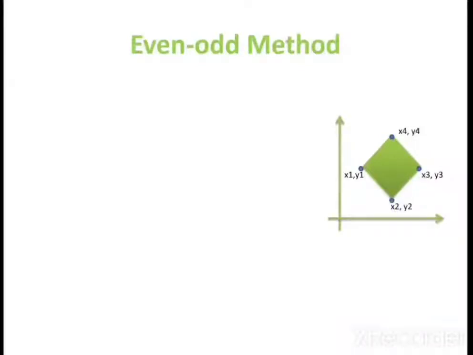In this diagram you can see that we have taken one polygon which has 4 vertices: x1 y1, x2 y2, x3 y3 and x4 y4. We have to find a point which is surely outside of that polygon. For that, the first thing is to take one point which is outside of the polygon.